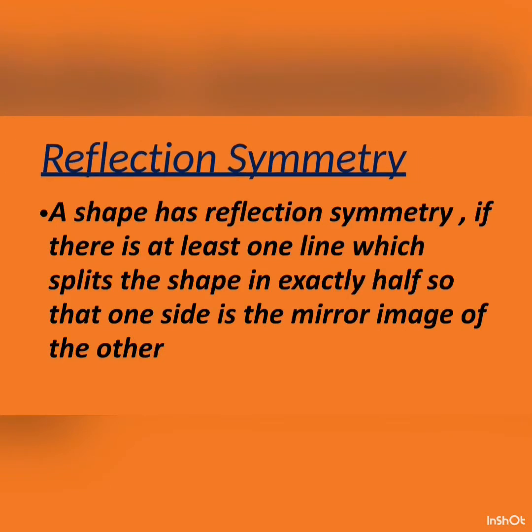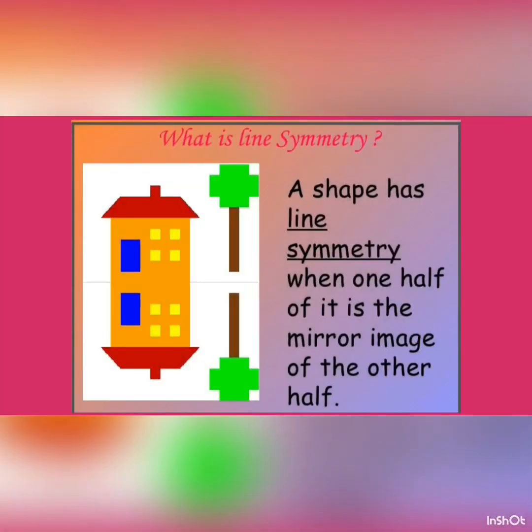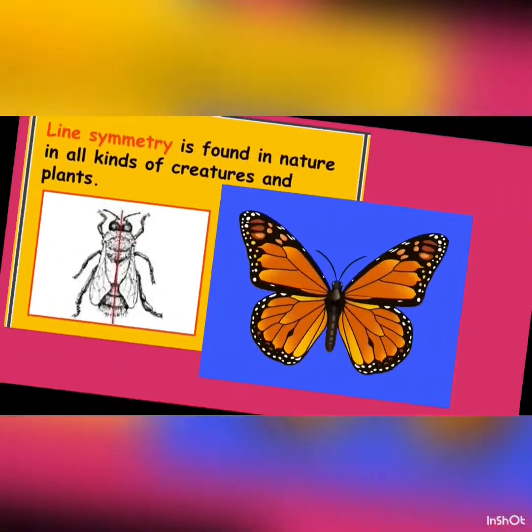Next is reflection symmetry. A shape has reflection symmetry if there is at least one line which splits the shape in exactly half so that one side is the mirror image of the other, and that line is known as the line of symmetry. It is the most common type of symmetry. It is also known as mirror symmetry. A shape has line symmetry when one half of it is the mirror image of the other. It means when the shape is folded over the line, the two pieces are exactly the same.